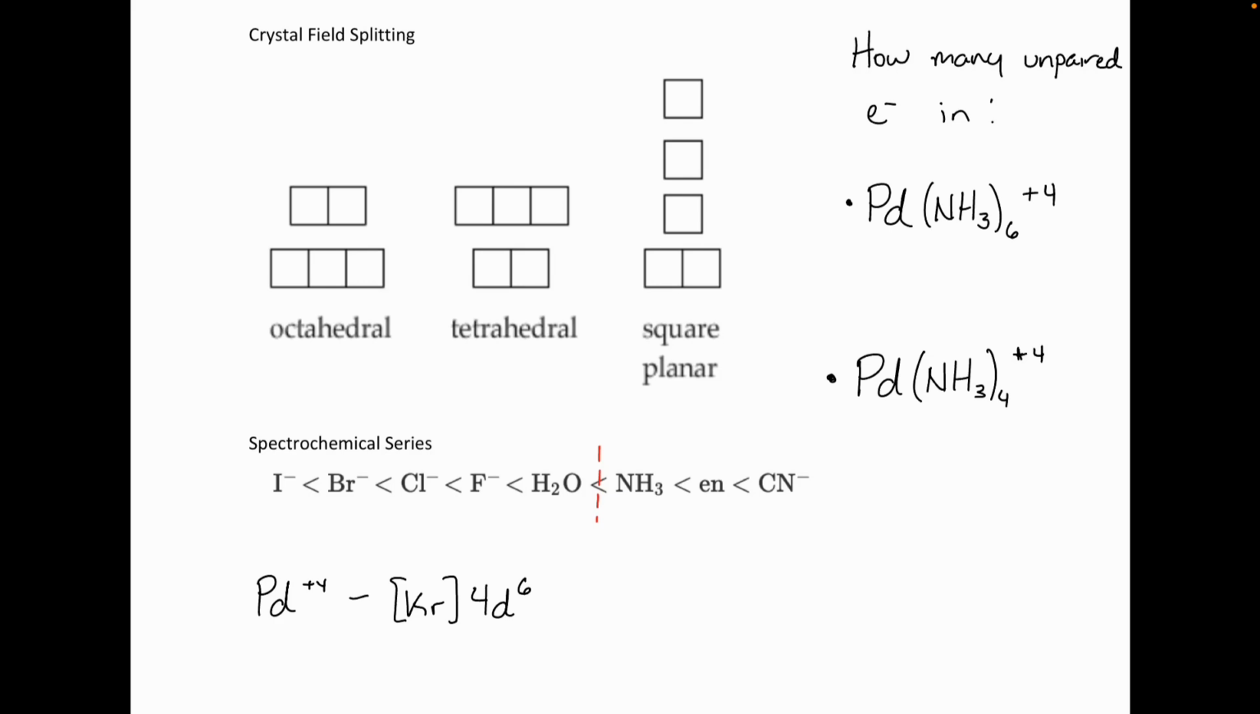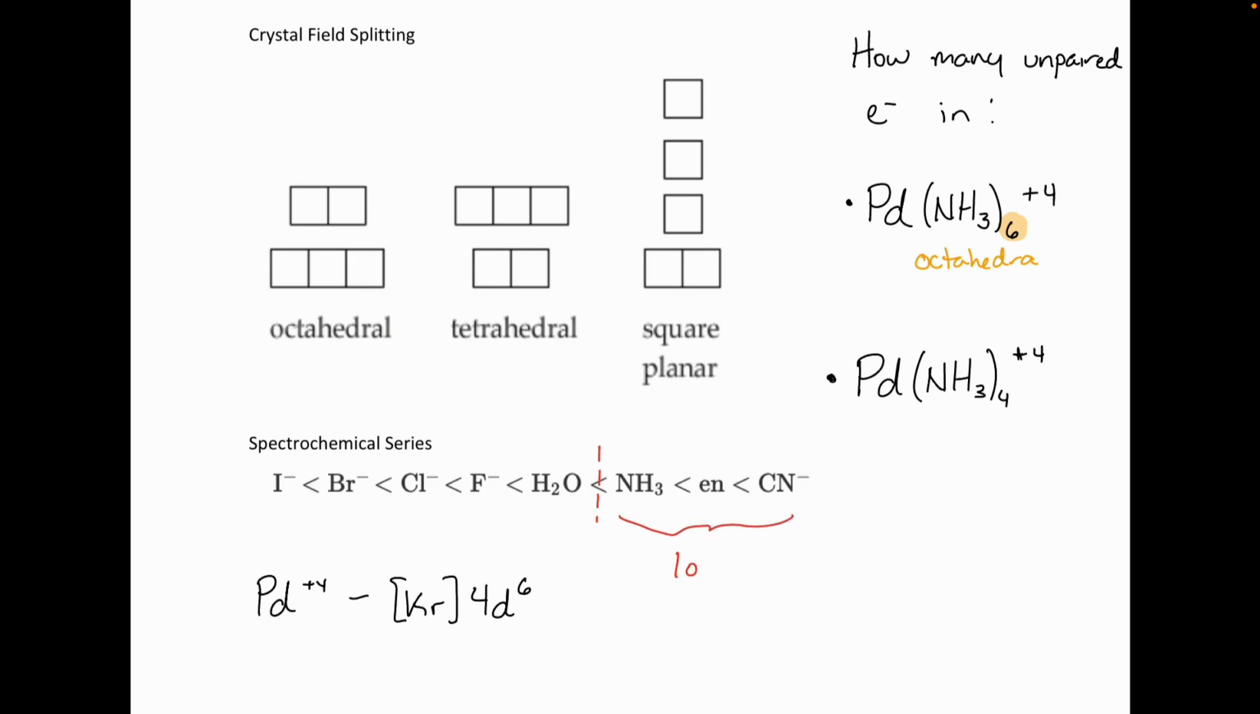If I look at this first complex with these 6 ligands, what would my geometry be? Octahedral. So this is my diagram here that I'm going to be filling in with electrons. And again, how many electrons am I going to fill in here? 6, because that's what I got from my electron configuration. And then when I fill these in, am I going to fill them in like a low spin or a high spin filling? Low spin.